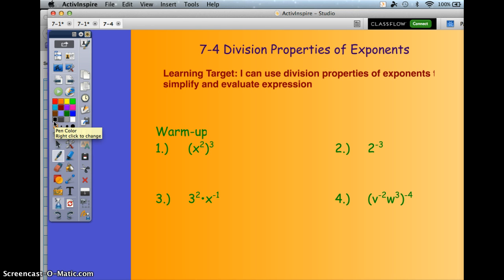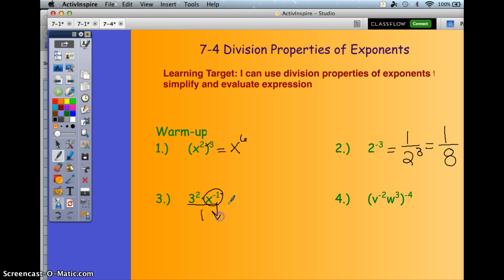The first one, you had to multiply x to the 2nd times x to the 3rd, and you get x to the 6th power. Number 2, this was like what we learned from 7-1. You have 1 over 2 cubed, which is 1 over 2 times 2 times 2, which will be 8. 1/8 is your answer.